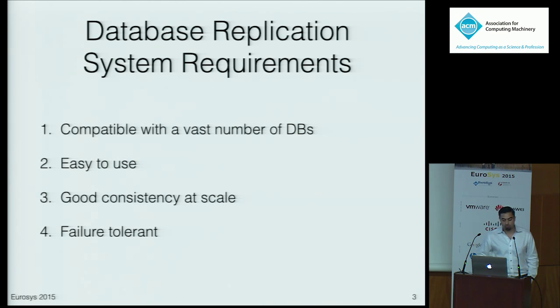So we want to do database replication with the following requirements. Our replication system should be compatible with a vast amount of databases. It should be easy to use. Orchestrating the data flows inside the internal ecosystem should be seamless for developers. It should provide good consistency semantics at scale. And the replication mechanism should be failure tolerant. Specifically, network partition should not result in having half of the databases missing some data.